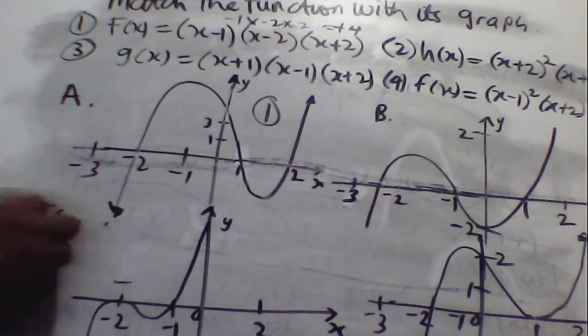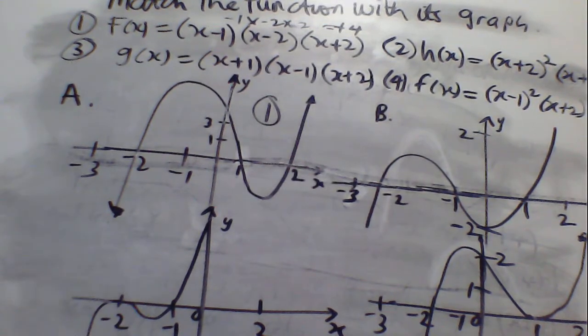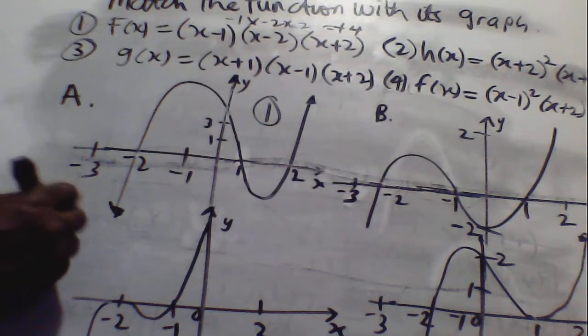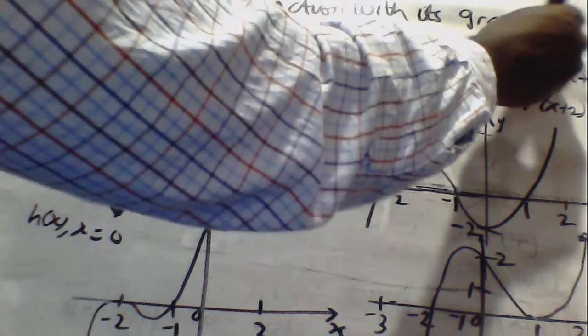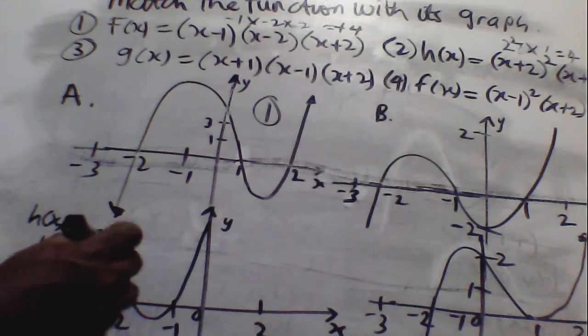Use 2 concepts to locate the graph. First, the y-intercept, and second, the zeros of the function. So here, the y-intercept will be what? S will be equal to 0. When s is equal to 0, we have what? 2 raised to the power 2 times 1. 2 raised to the power 2 times 1 will give us what? 4. Is it not? So h of x will be equal to plus 4.